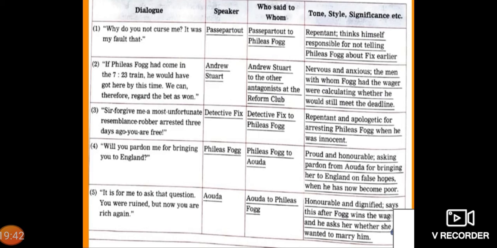Second, if Phileas Fogg had come in the 7:23 train, he would have got here by this time. We can therefore regard the bet as won. Here the speaker is Andrew Stuart to the other antagonist at the Reform Club. Tone, style, significance here: nervous and anxious, the men with whom Fogg had the wager were calculating whether he would still meet the deadline.